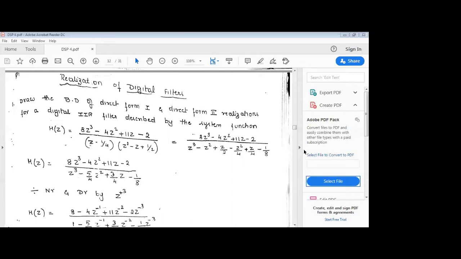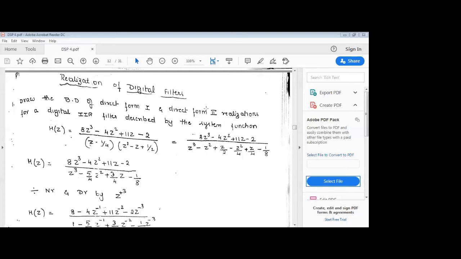There are different types of structures for the realization of IIR digital filters. We have the direct form 1 structure, the direct form 2 structure, the parallel structure, and the cascade structure. We have four different types of structures, and we will discuss those four.